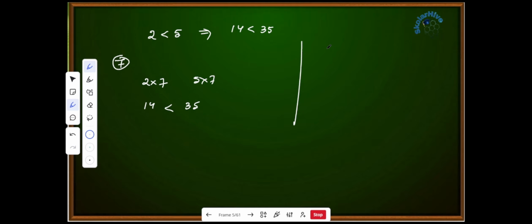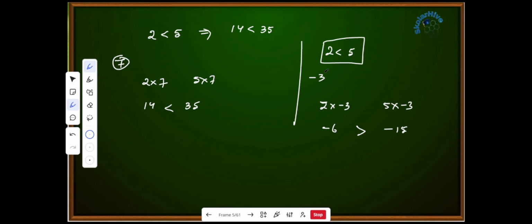But if we are going to multiply this by a negative number, let's say I'm taking -3. So if you multiply 2 by -3 and 5 by -3, we'll get 2 into -3 is -6, and here -15. Here you can find that -6 is bigger than -15. So you can point out over here that when you multiply this inequality by a negative number, it alters the sign. Means if the sign is less than and you multiply with a negative number, in the result you will find that the sign will be reversed to the greater than sign.